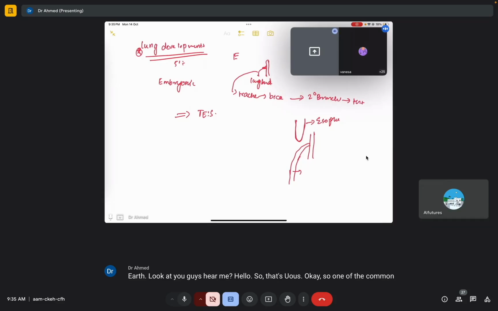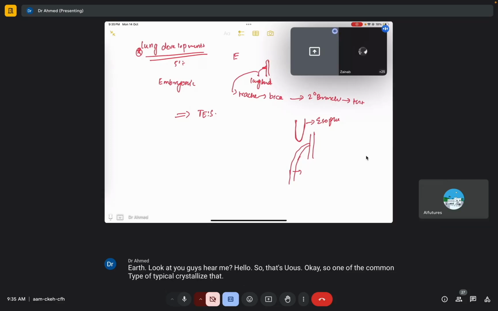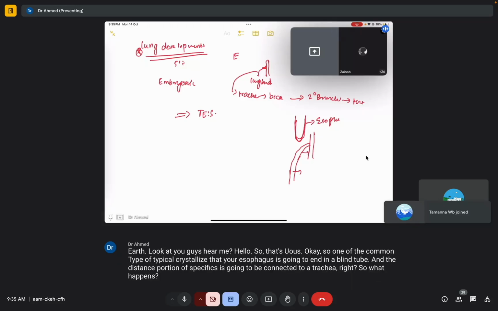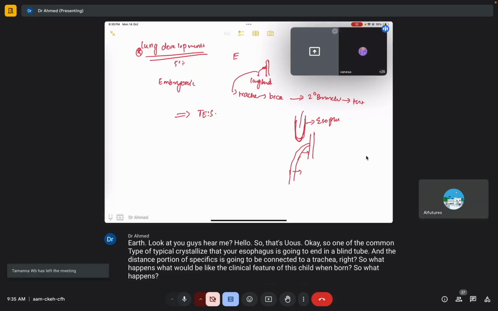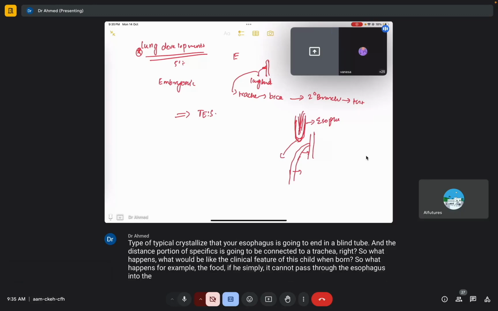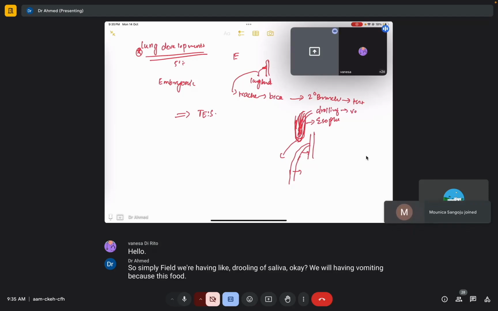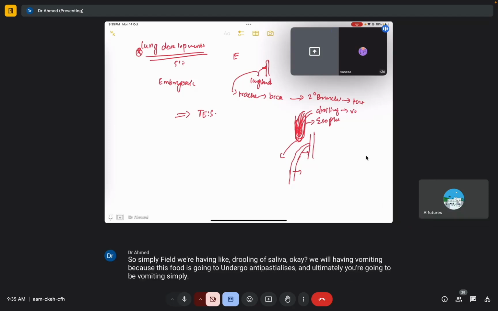So one of the common types of esophageal fistula is that your esophagus is going to end in a blind tube, and this portion of the esophagus is going to be connected to your trachea, right? So what would be the clinical features of this child when born? If he eats, the food simply cannot pass through the esophagus into the stomach, so he would be having drooling of saliva. He would also be having vomiting because this food is going to undergo antiperistalsis, and ultimately you are going to see vomiting.